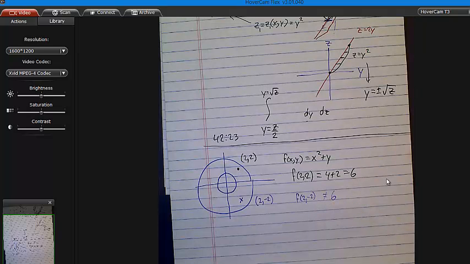Does that make any sense to you guys? So I guess I would caution you on using symmetry for this problem, but I'll let you get back to work.